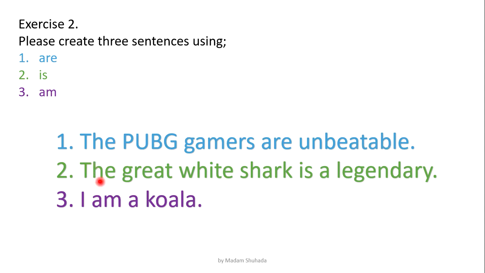Unbeatable. The great white shark. There is no s after the letter k, so it is considered singular. So use is. A legendary. I am. Remember, am must come with I. So I am a koala. It doesn't make sense, right? But the sentences are correct.